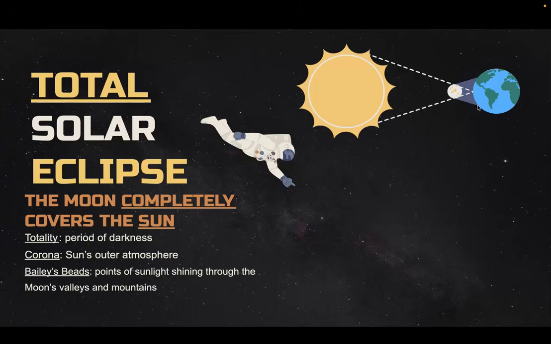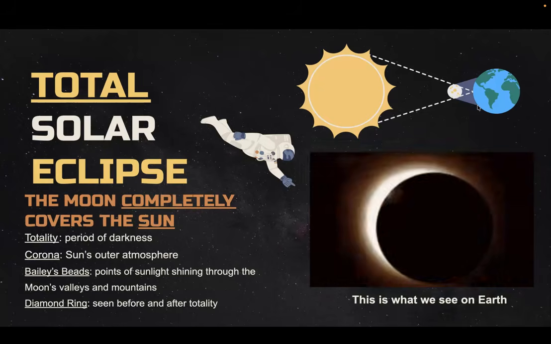We have something called Bailey's beads, which are points of sunlight shining through the moon's valleys and mountains. I'll show you a picture of that in a second. And we have the diamond ring. This is seen before and after totality. I will also show you a picture of that.